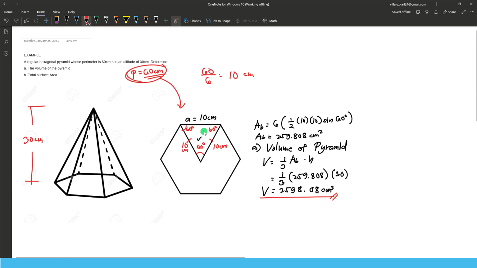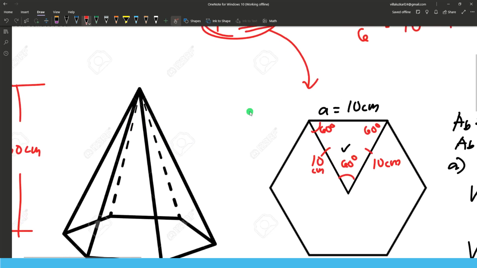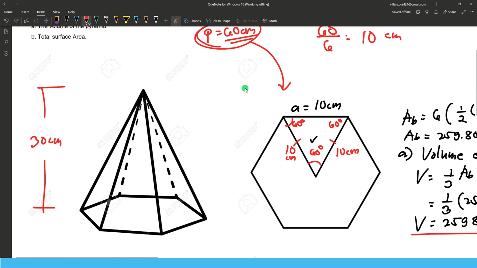Next, for the total surface area, we have to determine the area of a lateral side. Since this is a regular hexagonal pyramid, it means that all of the triangles on the lateral surface of this pyramid are equal. So let's determine the lateral surface on a single side, then multiply it by 6.